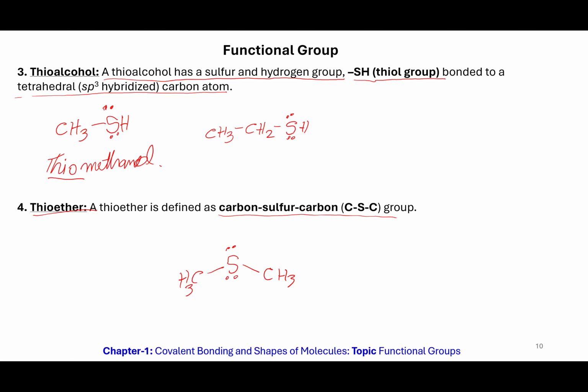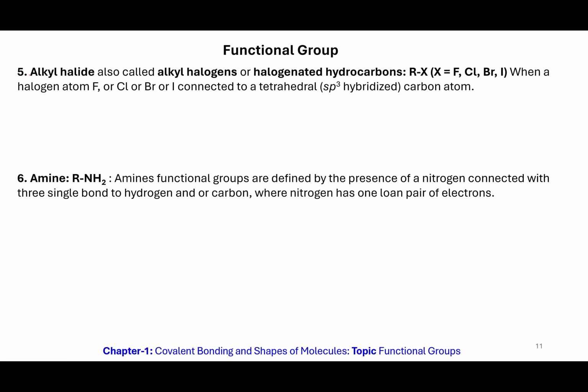Next is the alkyl halides. What are the alkyl halides? So alkyl halides are also called alkyl halogens or halogenated hydrocarbons, where the hydrocarbon is attached with the X group, which is the halogen. So when a halogen, fluorine, chlorine, bromine, or iodine, is connected with the tetrahedral or sp3 atom, they are called the alkyl halides.